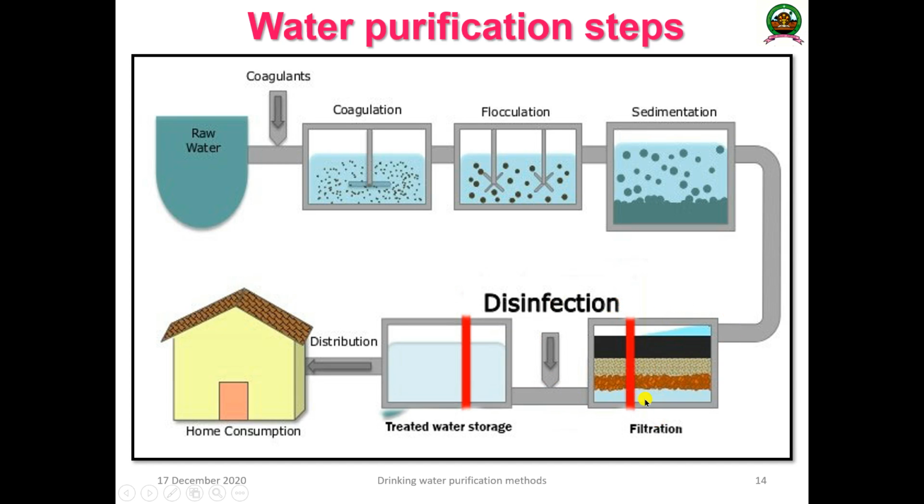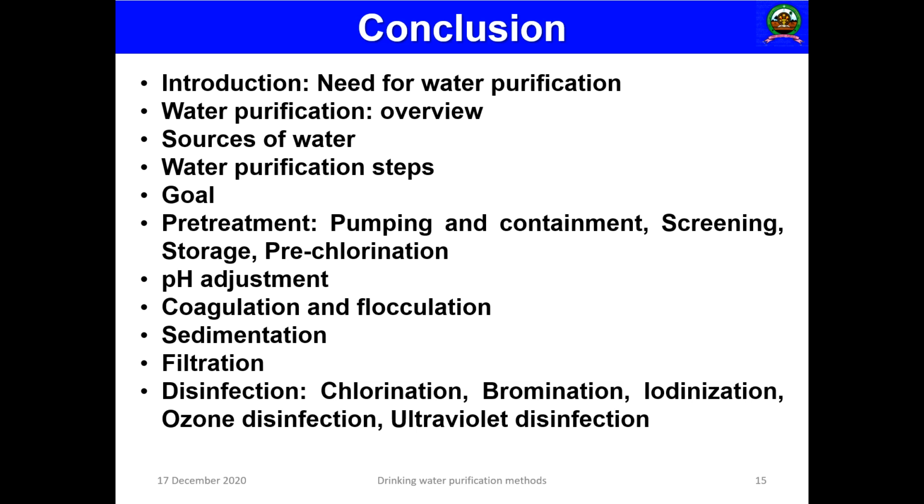Finally, a lot of steps will be there. It will be disinfected, with chlorination, bromination, or halogenation. Then finally the treated water will be distributed for various purposes. So this is all about the water purification steps, dear students. I hope you understood the water purification steps.